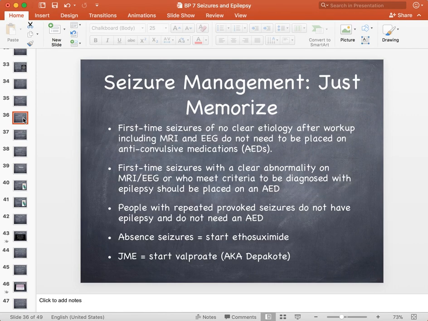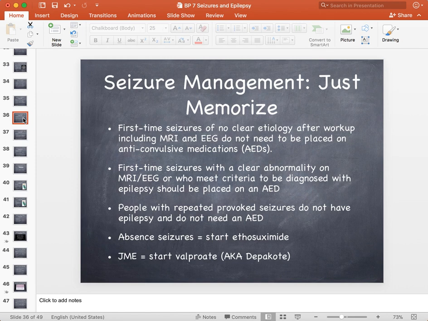So a couple more things to just, as I say, put in your memory bank and remember forever. Let's say a person comes in with a seizure, you do that workup with the MRI and EEG, you find nothing, that person is not put on anticonvulsive medications. No medications for you. Nope. Let's say you do that first time seizure workup and you find some sort of clear abnormality, some structural thing that's sitting there that shouldn't be there, something on the EEG that doesn't look right. Those patients do get placed on an anti-epileptic.